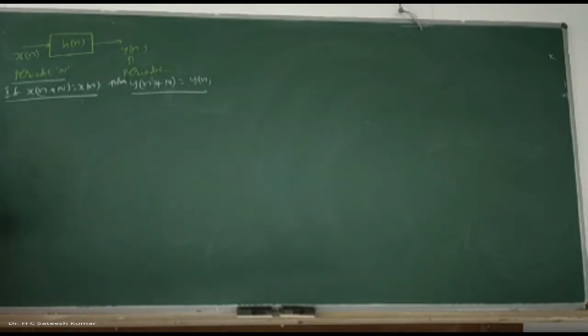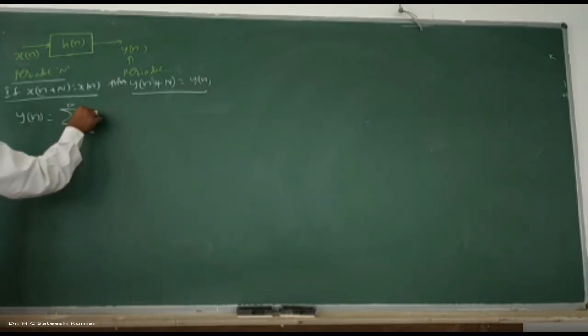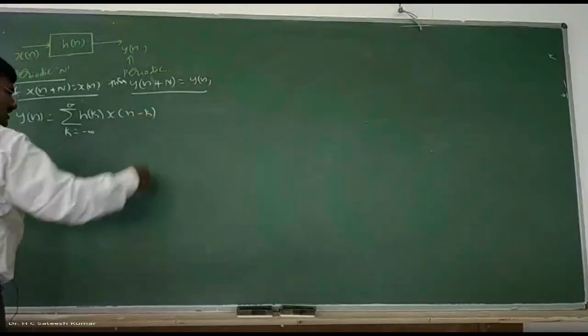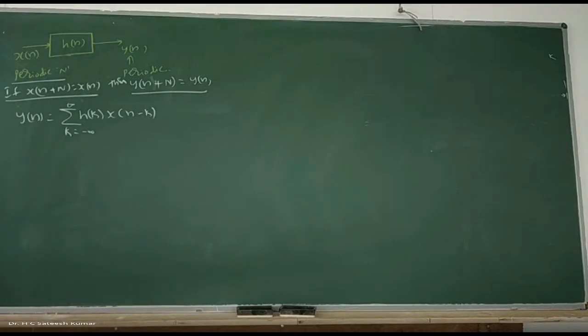Very simple one. Go for the definition. Y of n is equal to what? Summation k varies from minus infinity to plus infinity of h of k into x of n minus k, or x of k into h of n minus k. Since we have x of n, we have to verify, therefore I am going for this.